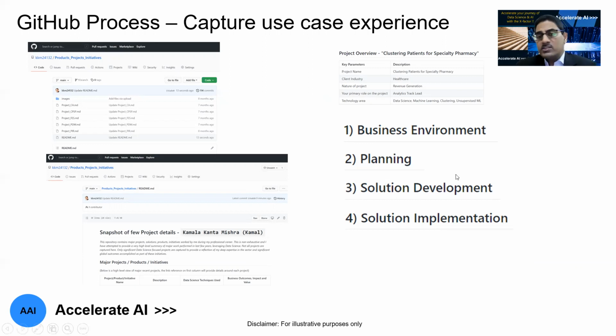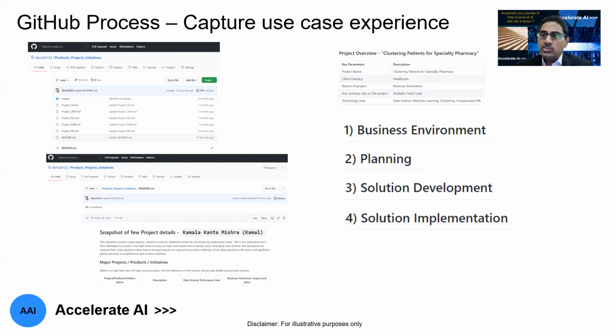And then you can focus on 4 broad parameters as a suggestion: business environment, planning, solution development, and solution implementation. In business environment, what you can capture is who the stakeholder of the business or the customer is, what the business objective of it is, and what goal you're trying to solve as part of the project. So you'll have to mention all about that.